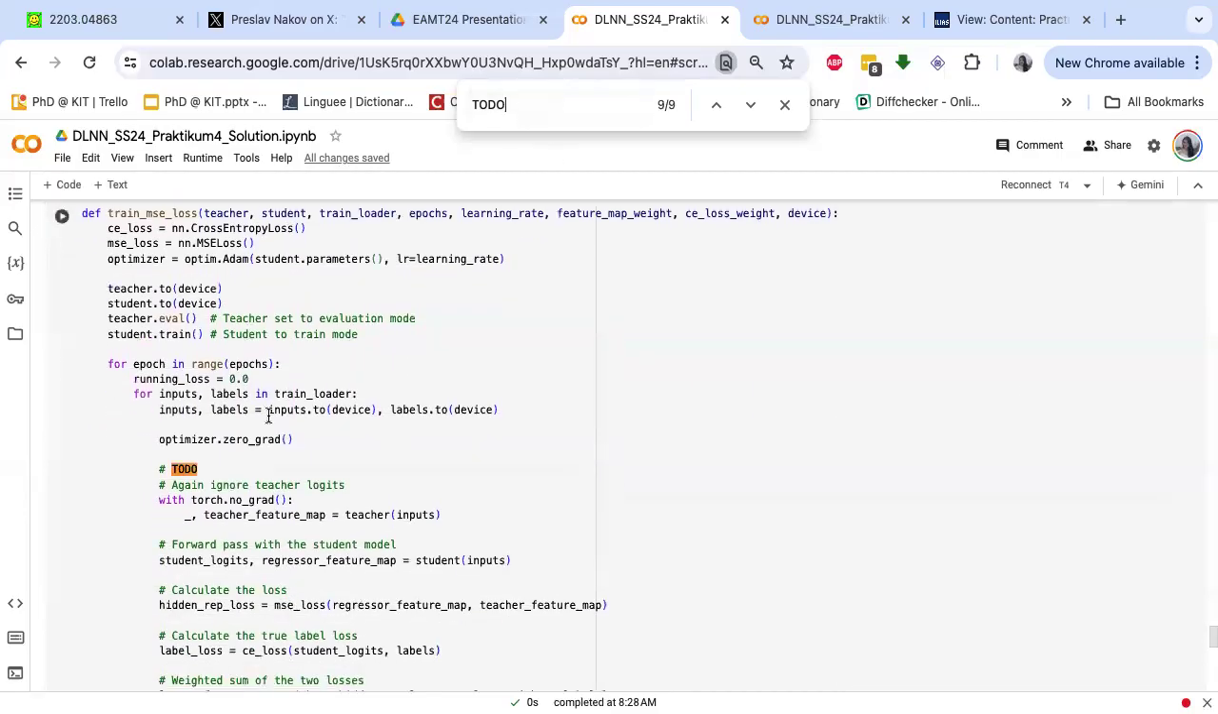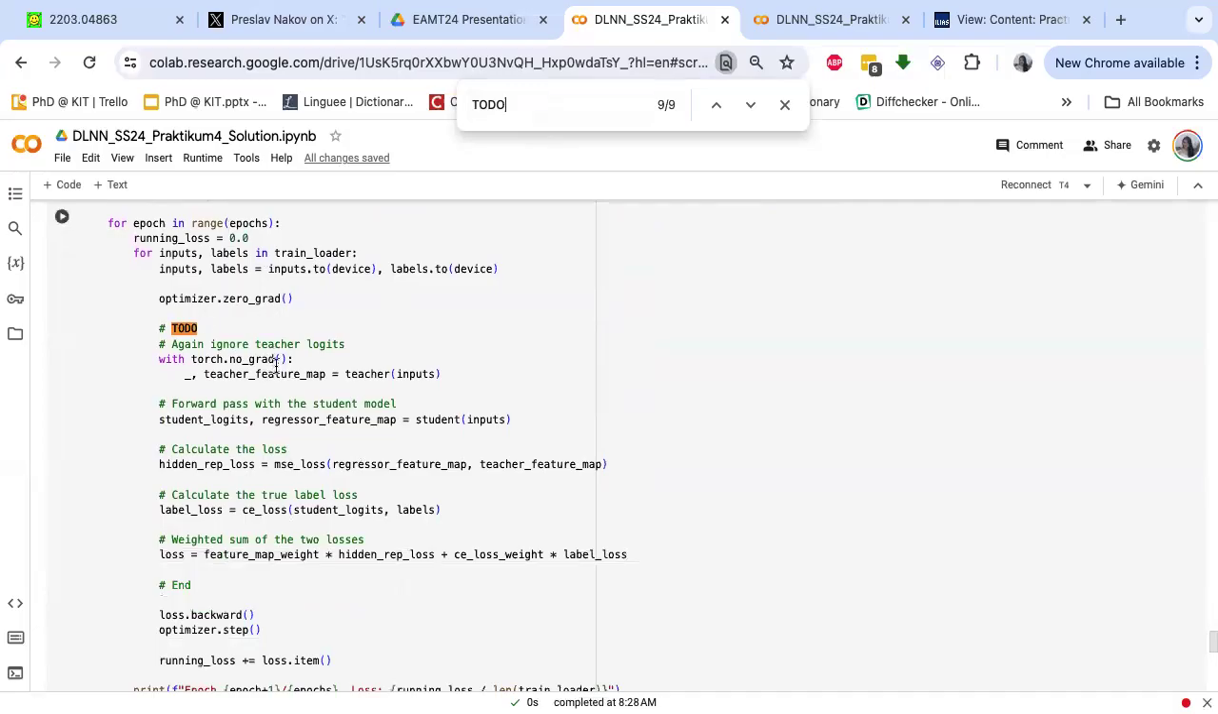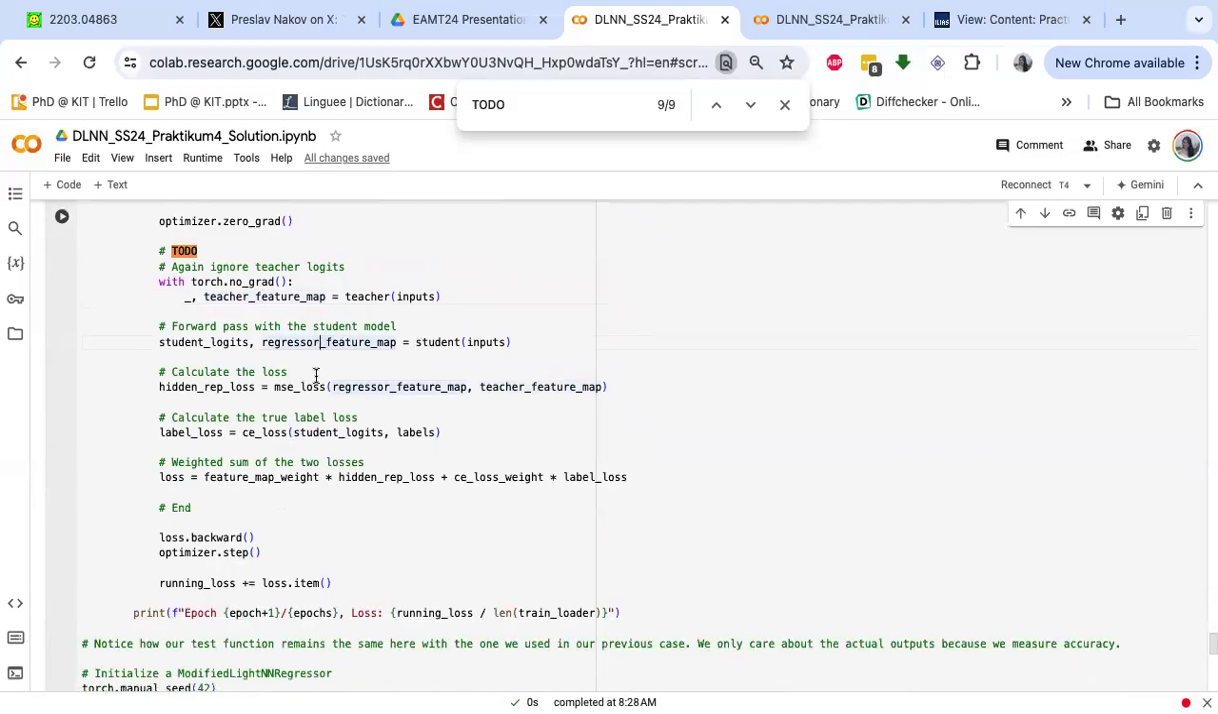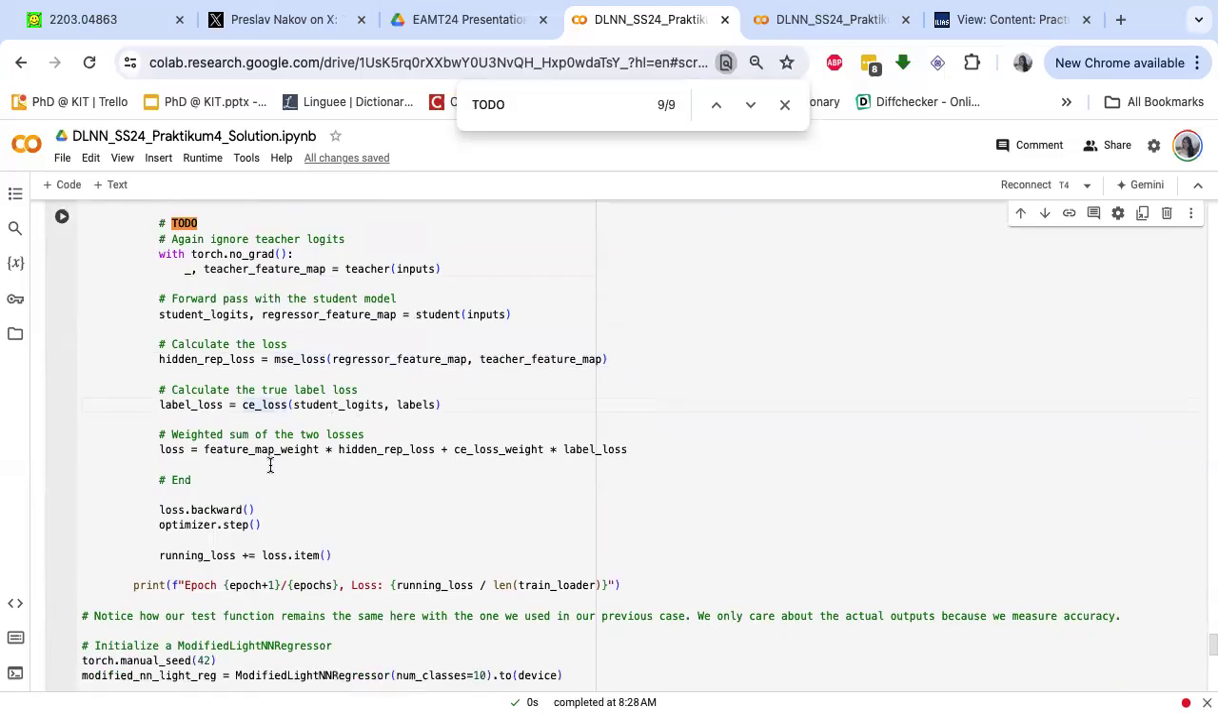So here you also modify your training loop. Again, for the teacher, you try not to modify the weights, but you just want to extract the feature map. Do the same for the student. And then we calculate the mean squared error loss between the regressor output from the student and that from the teacher. And then same thing, calculate the main task loss. And then weight the two losses together using your predefined weighting balancing hyperparameter.